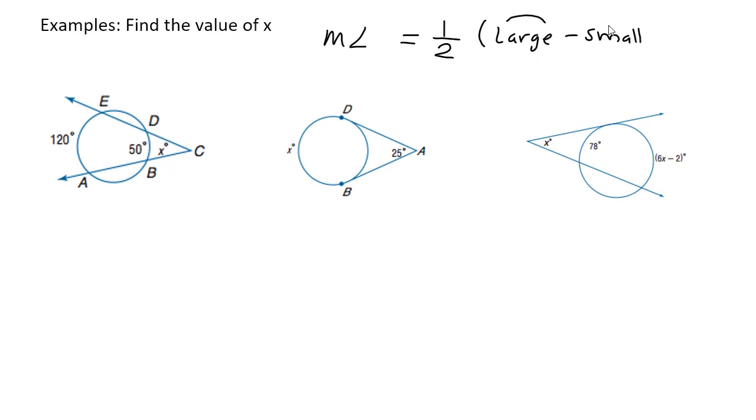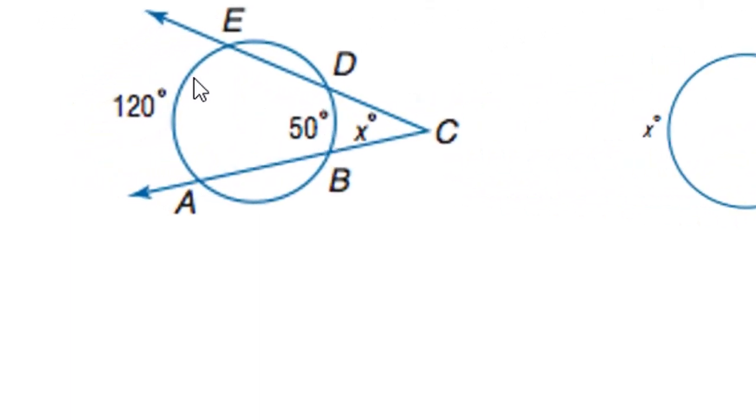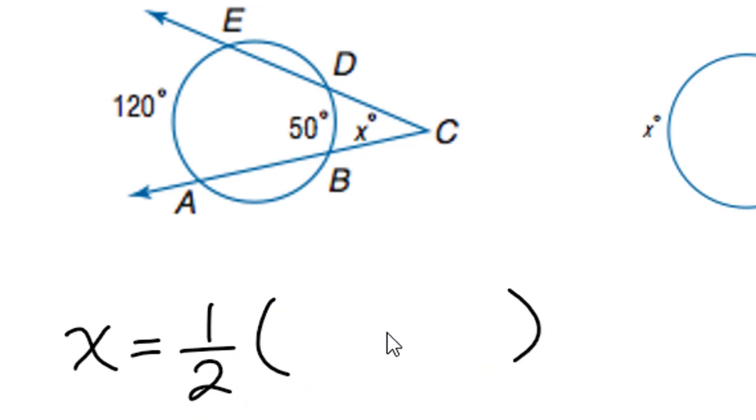So here the value of x, that is going to be the angle that's formed by the 2 intersecting secant lines. So x is going to be equal to 1/2 the positive difference of the large and the small arc.